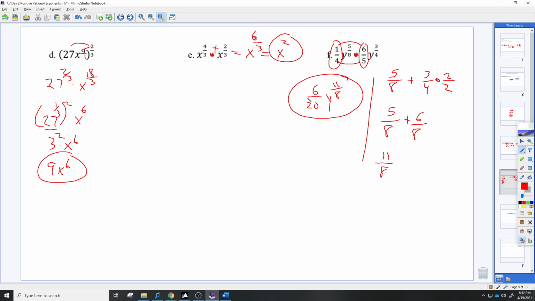Well, I guess I should reduce this one. We have 6 over 20. Let's do that. We can divide them both by 2. 6 over 2 would be 3. Divide that one by 2, you get 10. 11 over 8 cannot be reduced. That is in its simplest form.